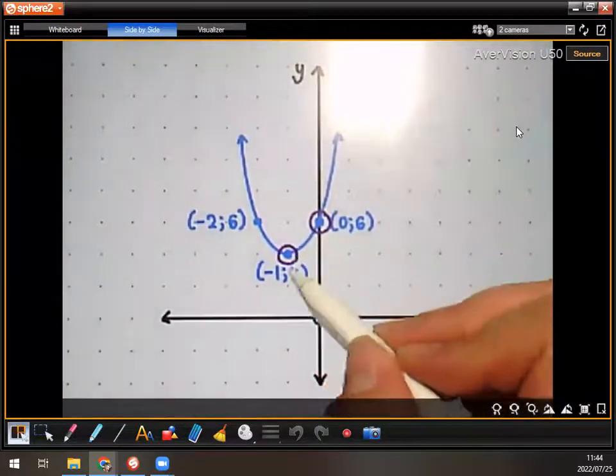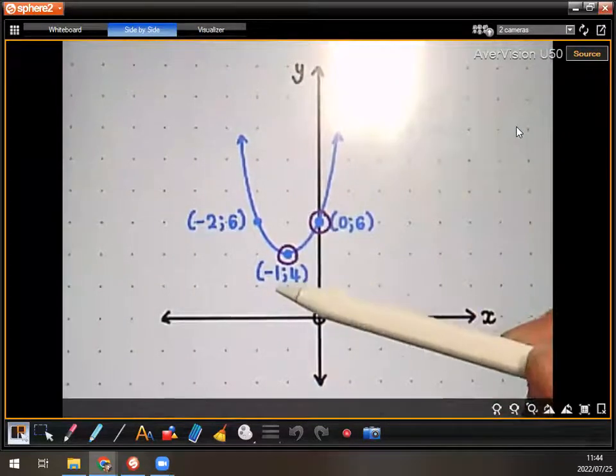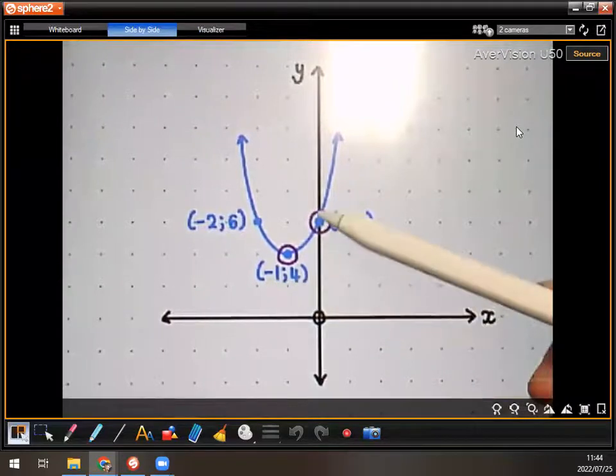Now what I did here, I looked at x values. I saw that my turning point is at -1, and then I have another point at 0.